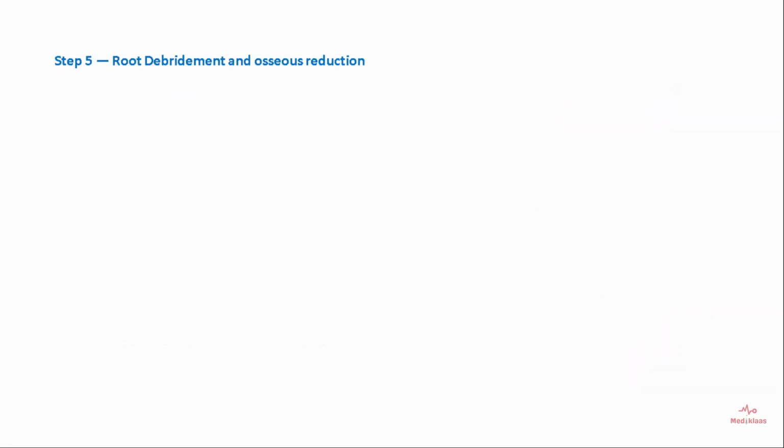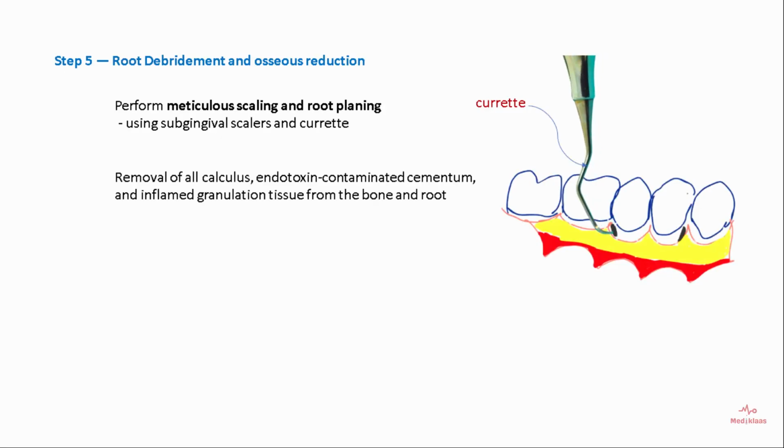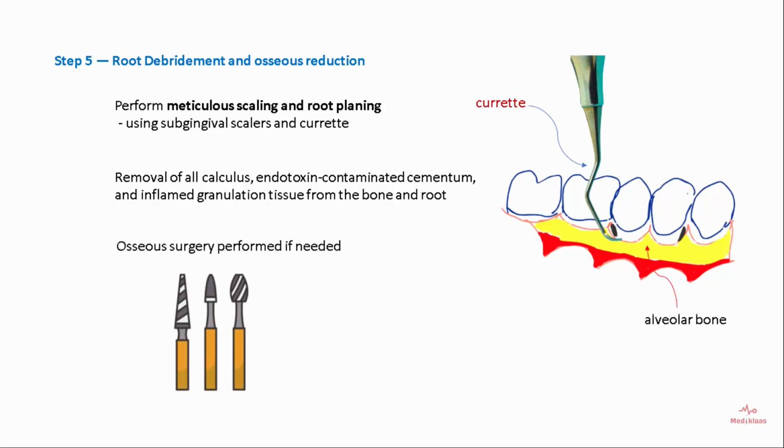Step 5 involves root debridement and osseous reduction. At this stage, meticulous scaling and root planing is performed using subgingival scalers and curettes. Removal of all calculus, endotoxin contaminated cementum and inflamed granulation tissue from the bone and root is done. Osseous surgery can be performed if needed.